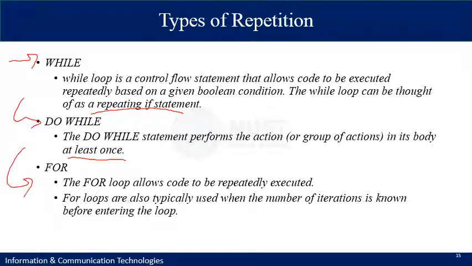Another kind of loop is a for loop, which allows code to be repeated a number of times. For loops are also typically used when the number of iterations is known before entering the loop. That means if you want to execute the loop 10 times, you can have the for loop with the counter equal to 10.